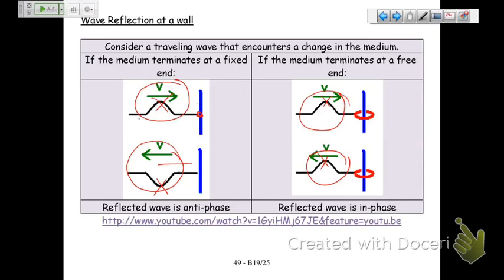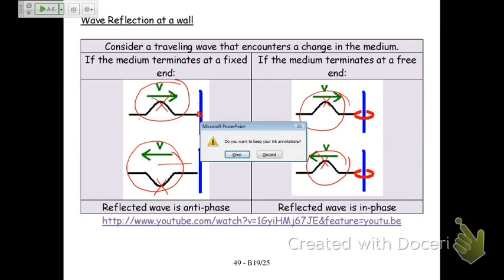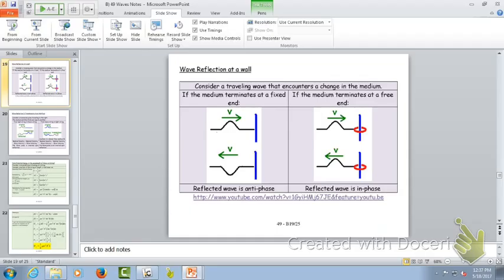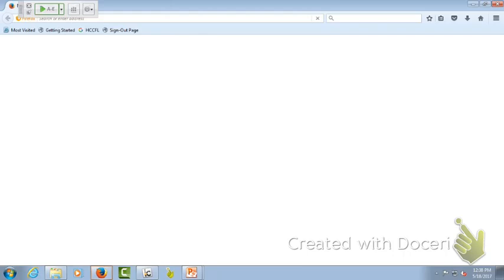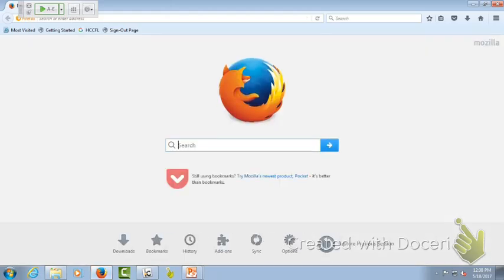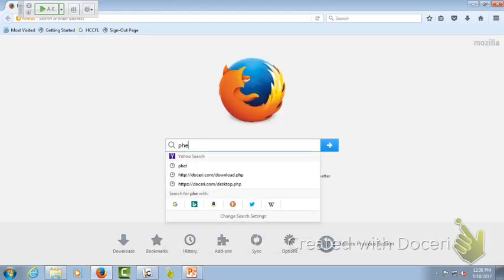So let's get out of here. I'm going to say discard, and I'm going to come out of here. I should have done this before. I'm sorry, I'll do it now. You'll see the whole thing. So I'm going to go onto that, and I'm going to go to PhET.